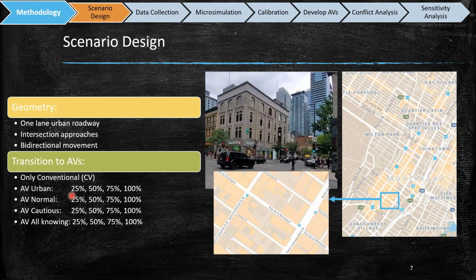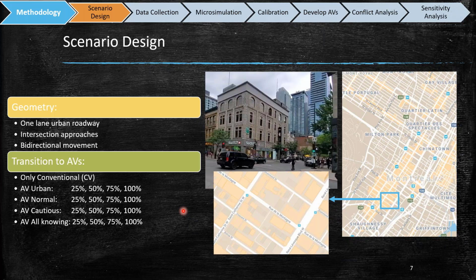We assume AV airborne, which I will present later, but the three others are defined with different car following models in Vissim, and we just evaluate the penetration rate of each type in the network.